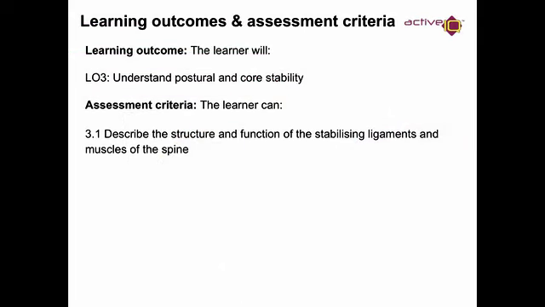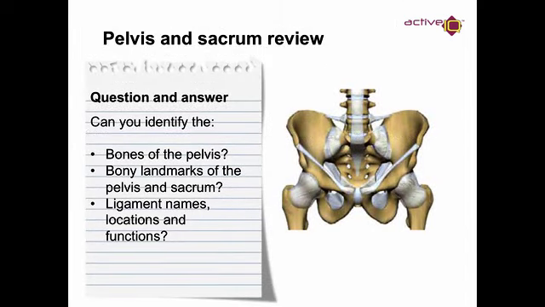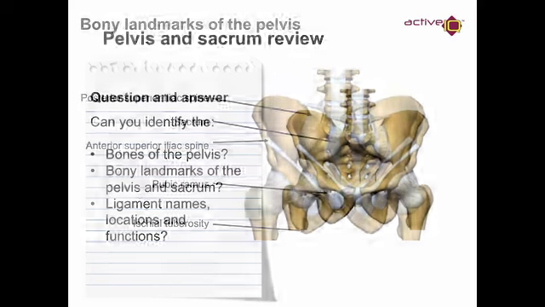So the learning objective is to understand postural and core stability, and in particular during this unit we want to be able to describe the structure and function of the stabilizing ligaments and muscles of the spine. I know during the last unit we looked a little bit at the pelvis, and in particular the bones and the ligaments that make up the pelvis.